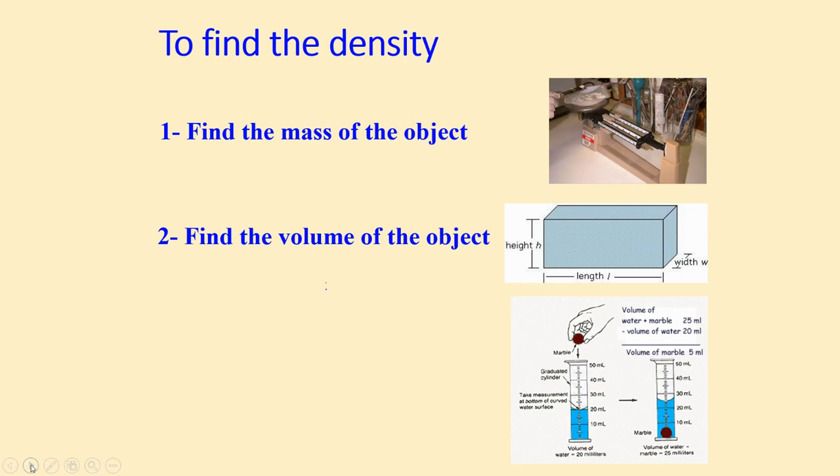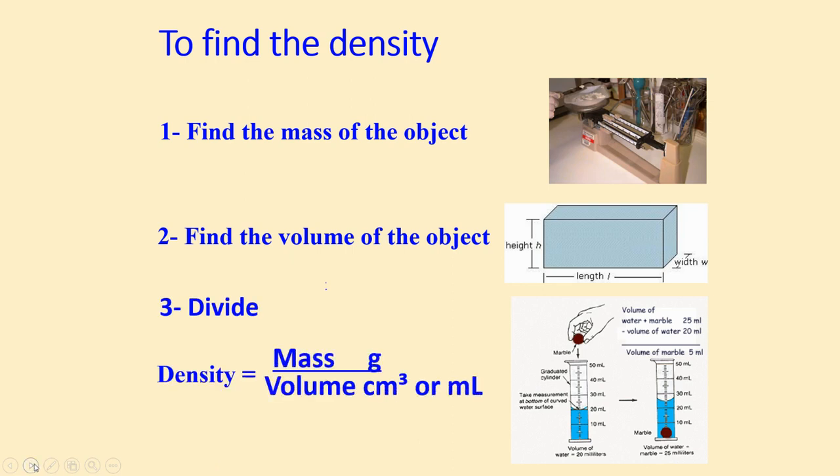Once you have the mass and the volume, you just need to divide. The formula for density is mass divided by volume. And so our unit for density is going to be derived from the formula. So the density unit would be grams per cubic centimeter. That's usually used for solids, or it could be grams per milliliter if it is a liquid.